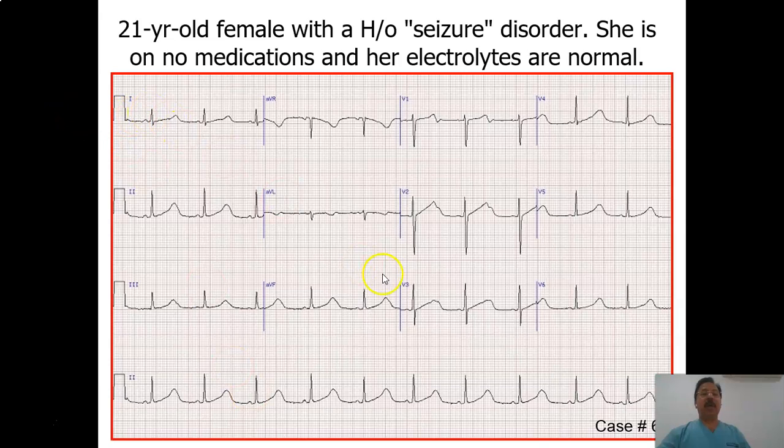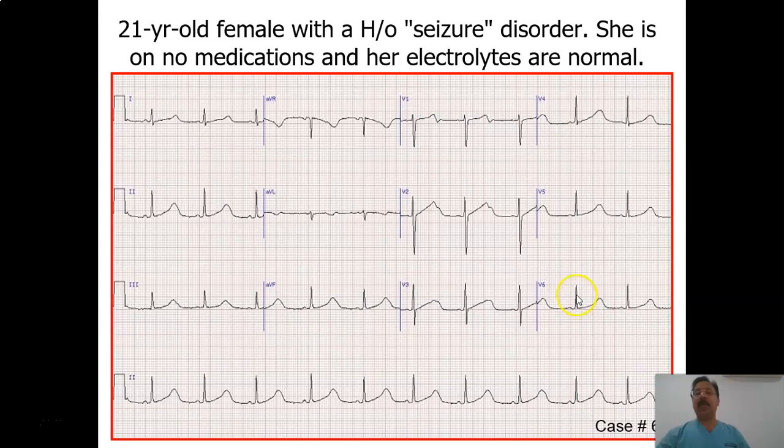Axis: look at lead 1 and aVF, both are positive, upgoing. So normal axis. Hypertrophy: atria, the P wave seems to be normal in size, not big. So no atrial hypertrophy. Ventricular hypertrophy: look at the depth of the S wave, 1, 2, 3, 4.